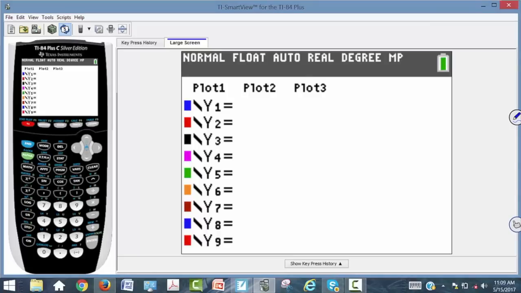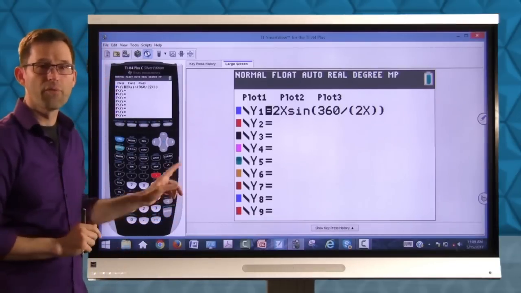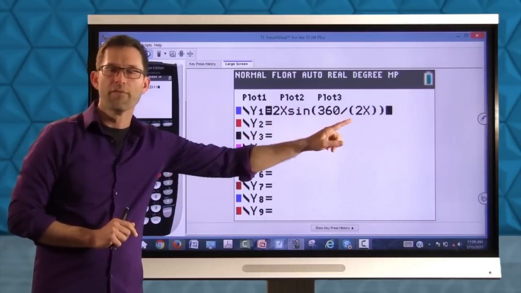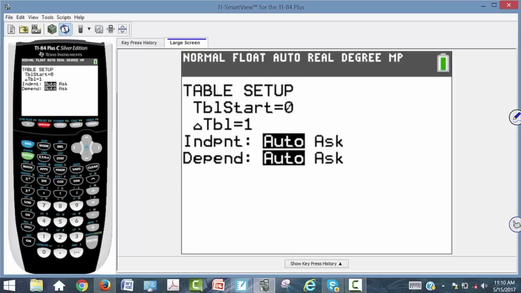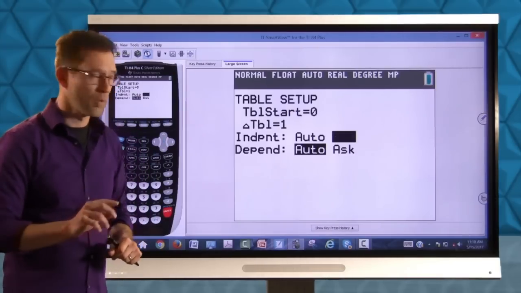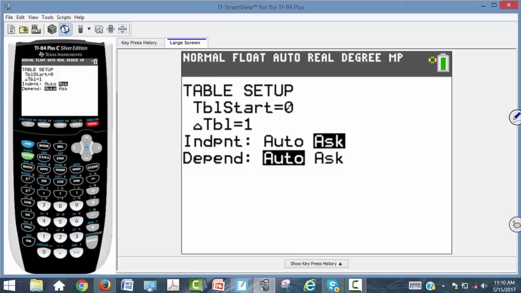Now remember, the formula was 2n, so excuse me, I'm going to do 2x times the sine of 360 divided by, now it's a little bit tricky, 2x, all right, like that. So this is the formula that we had before, but instead of n, we have the variable x. And what I'm going to do is I'm now going to go into a table, and I'm going to actually go over to the independent variable and tell it to ask me what I want, okay? And now I'm going to pop into my table.